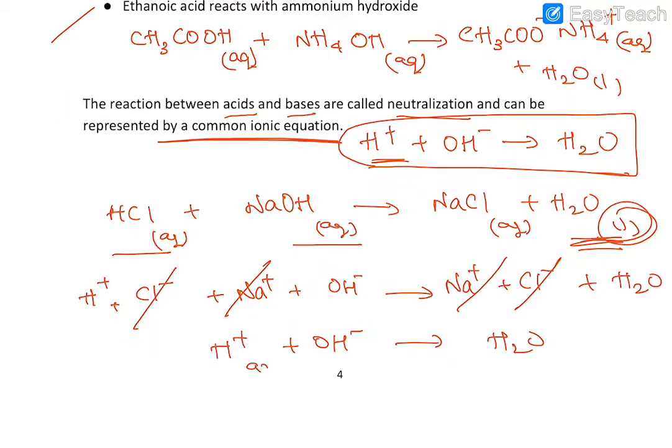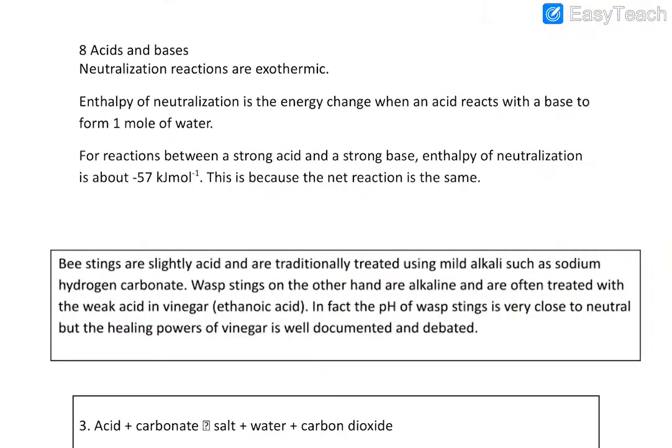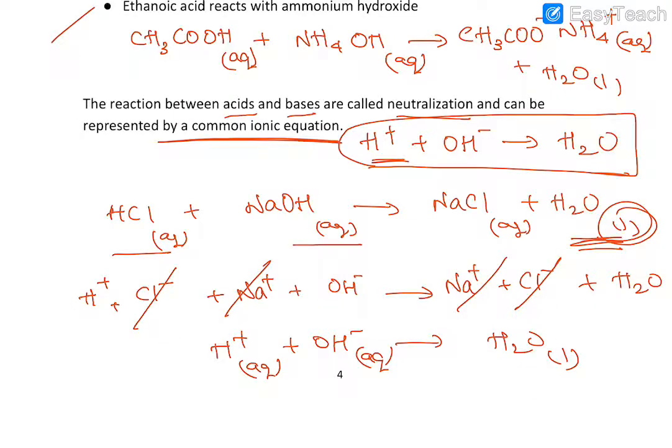And this is the same for all acid-base reactions, whether the acid is dibasic, tribasic or monobasic. Now, for neutralization of a strong acid and a strong base, the energy liberated during neutralization is about 57 kilojoules per mole, and this is because the reaction that is happening is the same. So the ions we're cancelling out are spectator ions, so we could say that they don't really take part in the reaction.